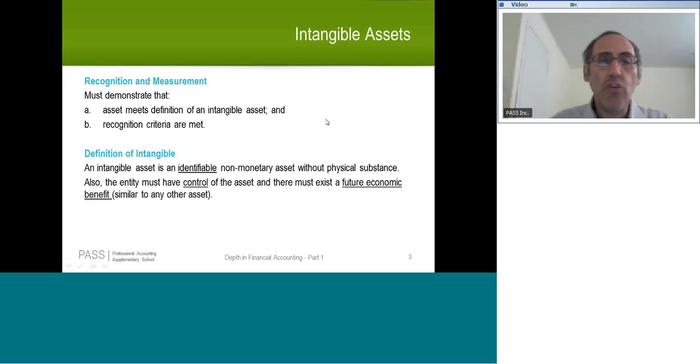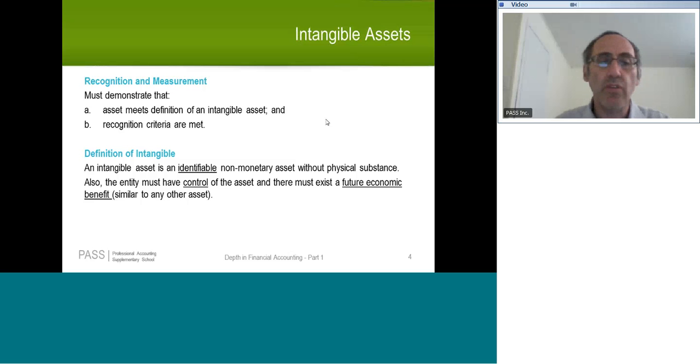In order to recognize an intangible asset, number one, we need to demonstrate that the asset meets the definition of an intangible asset. We also need to meet the standard recognition criteria that need to be met to recognize any asset. Let's start off with meeting the definition. In order to meet the definition of an intangible, certain criteria need to be met. An intangible asset is an identifiable non-monetary asset without physical substance.